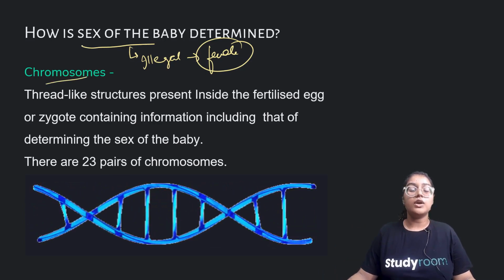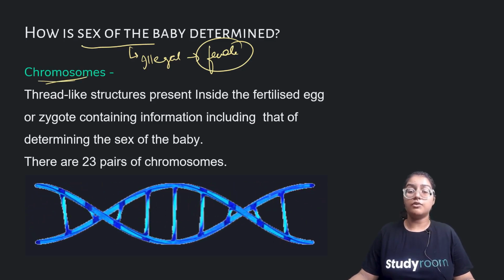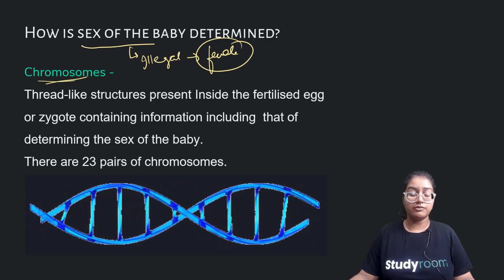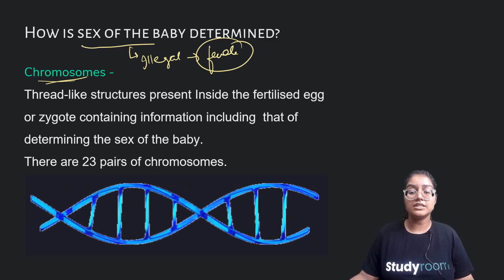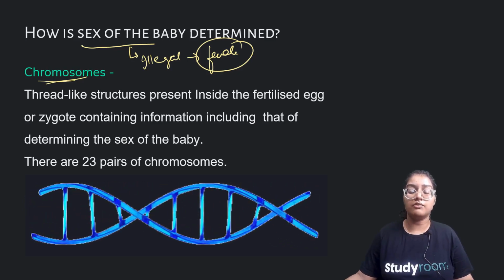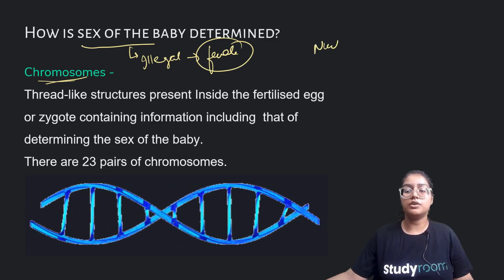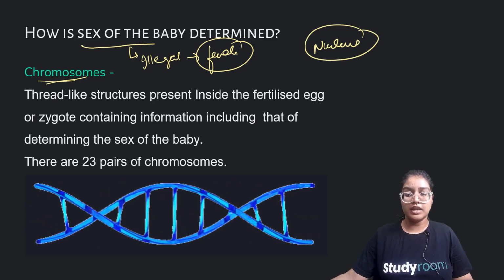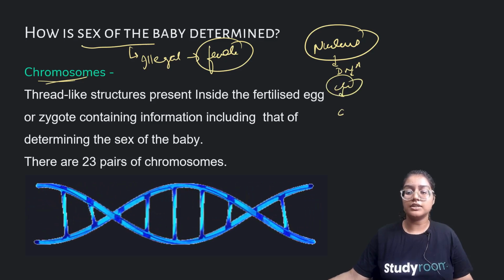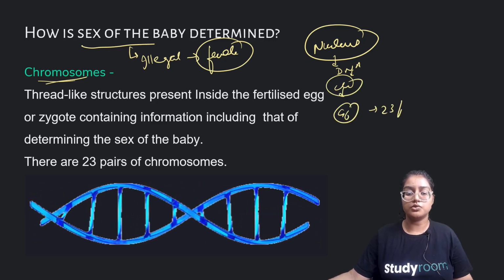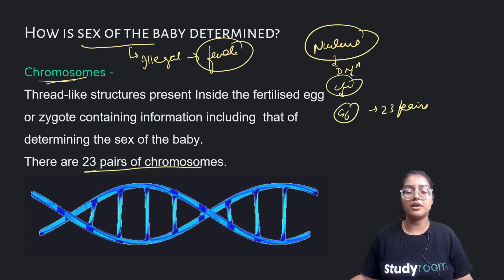So chromosomes. What are chromosomes? Chromosomes are the life of humans and even every other organism. We differ from each other on the basis of our chromosomes. They are thread-like structures present inside the fertilized egg or zygote, containing information including that of the determination of the sex of the child. Chromosomes are present in the nucleus, which is the main center of the cell. The nucleus has DNA and chromosomes, and in humans we have 46 chromosomes, that is 23 pairs of chromosomes. Chromosomes help us in determining the sex.